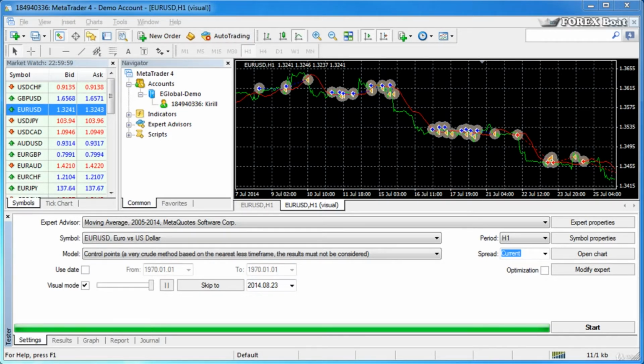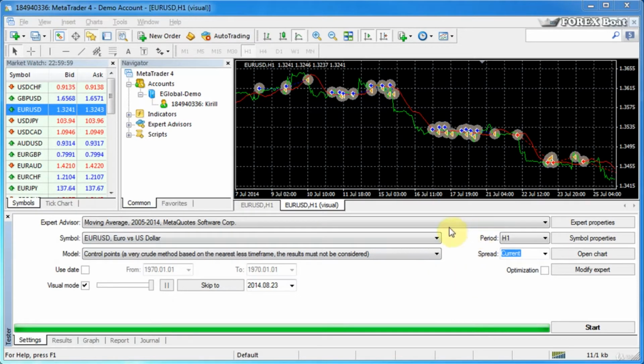Optimization in MetaTrader 4. Last time we talked about backtesting and we conducted our very own first backtest in the MetaTrader 4 trading platform. Today we're going to discuss expert properties. As you can see here, I have the MetaTrader 4 platform open in front of me. At the bottom I have the strategy tester window open.